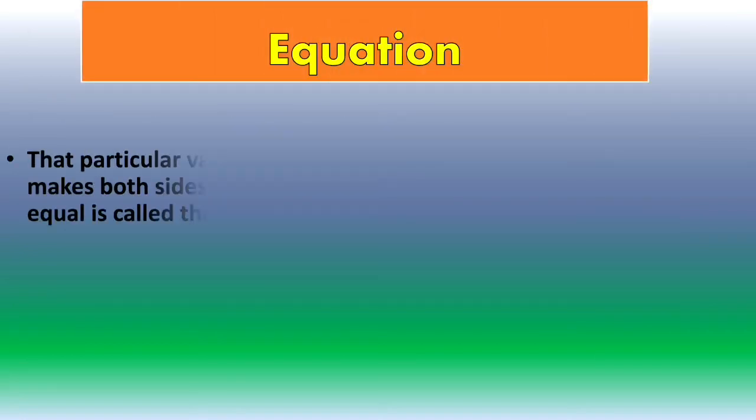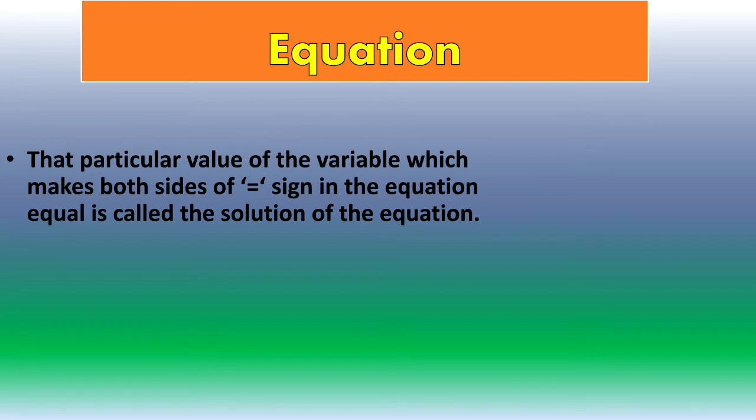After this, in an equation, that particular value of the variable which makes both sides of the equal sign equal is called the solution of the equation. For example, x minus 2 equal to 7, 4x equal to 20, which means the left hand side is 4x and the right hand side is 20, which both are equal, and form the equation with the help of a variable.